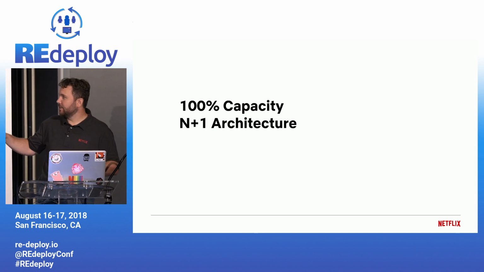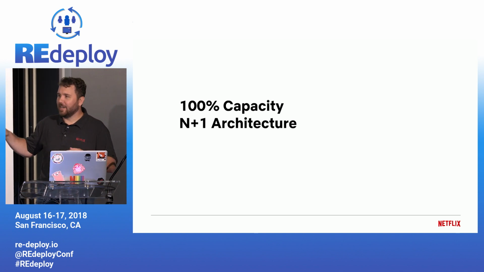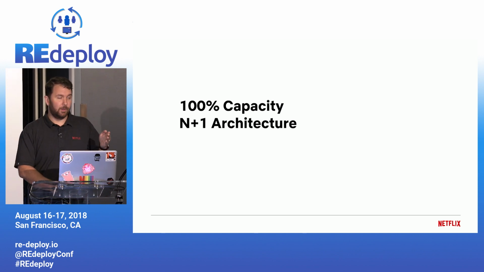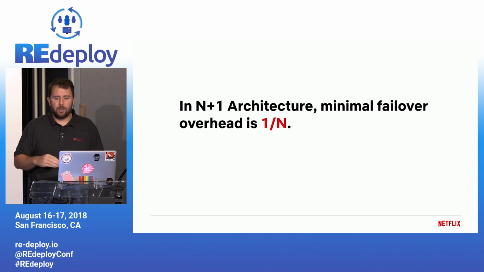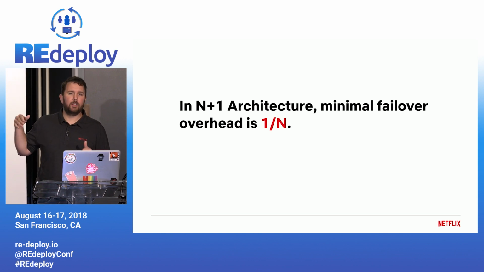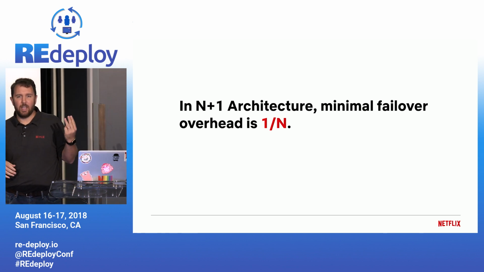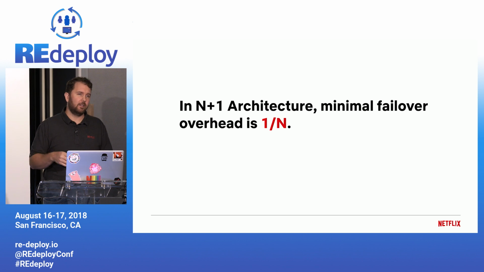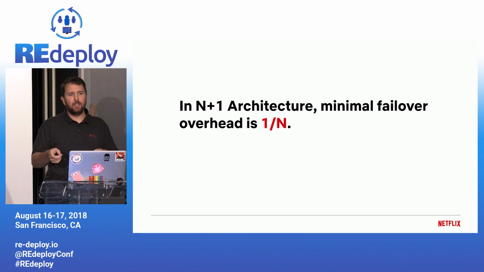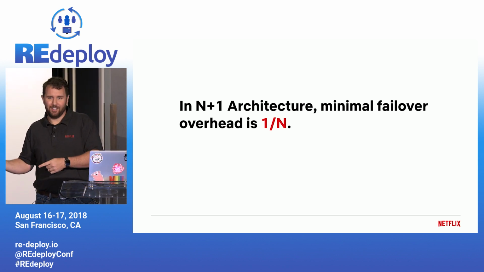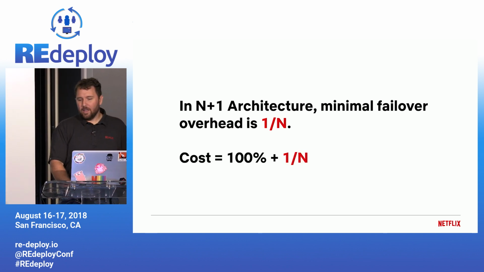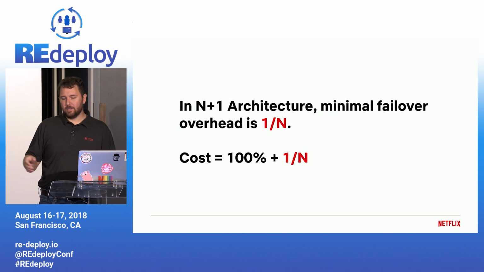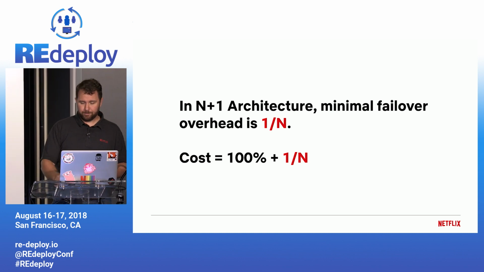Additionally, n+1 architecture. I think I've explained enough times this weird 1 or n thing we have to carry around. So again, n+1 is the total number of regions. So in an n+1 architecture, the minimum failover overhead is 1 over n. So if you have 3 regions, any 2 need to be able to support 100% of global instantaneous demand. So that means 2 equals 100, so 1 equals 50. 50 times 3 is 150, right? So the total cost then for pure throughput basis would be 100% plus 1 over n.